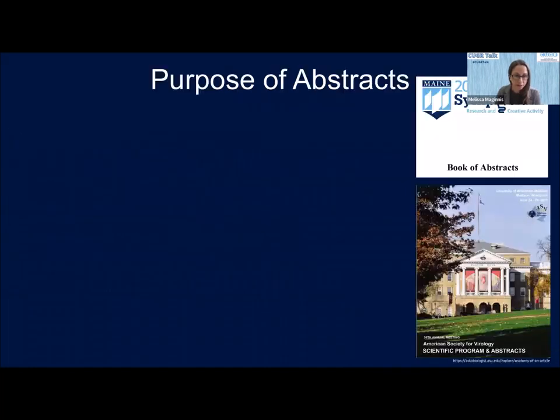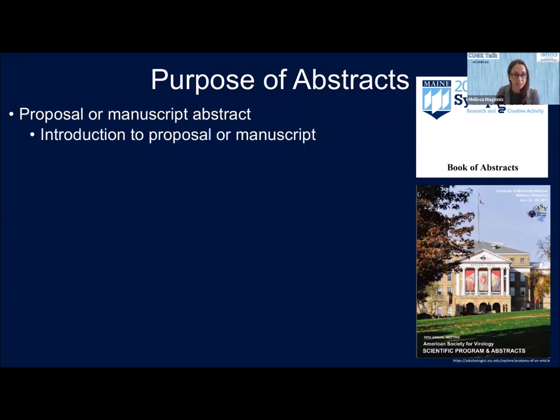So just starting off, what is an abstract? An abstract is essentially the introduction or summary to a manuscript, a proposal, or to a presentation. So there are different types of abstracts. So for instance, for a proposal or a manuscript that you may be submitting, you have an abstract that serves as the introduction, providing a summary.